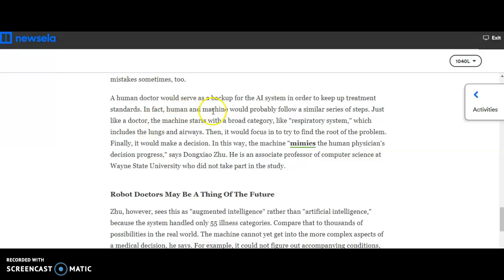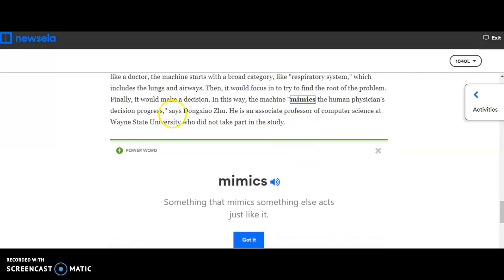In fact, human and machine would probably follow a similar series of steps. Just like a doctor, the machine starts with a broad category, like respiratory system, which includes the lungs and airways. Then it would focus in on trying to find the root of the problem. Finally, it would make a decision. "In this way, the machine mimics the human physician's decision process," says Dong Xiao Su. He is an associate professor of computer science at Wayne State University who did not take part in the study. So if you don't know what mimics means, it means it acts just like something else.